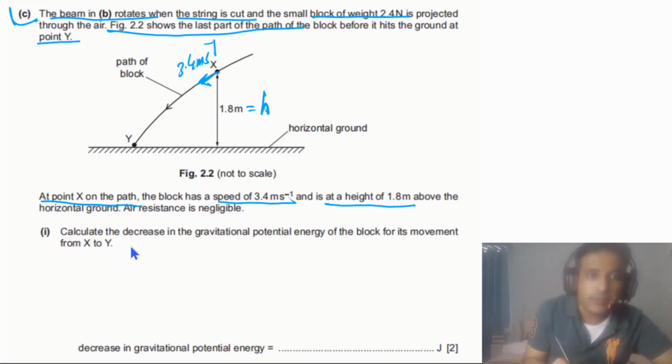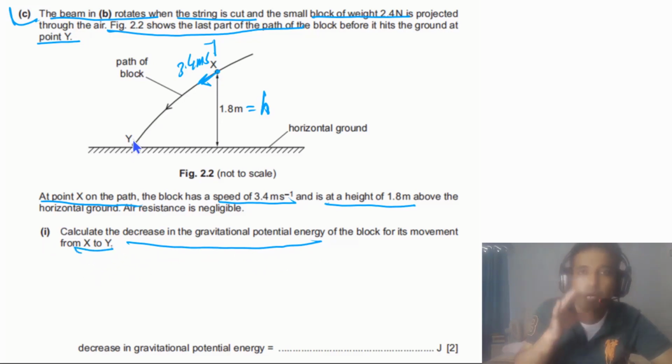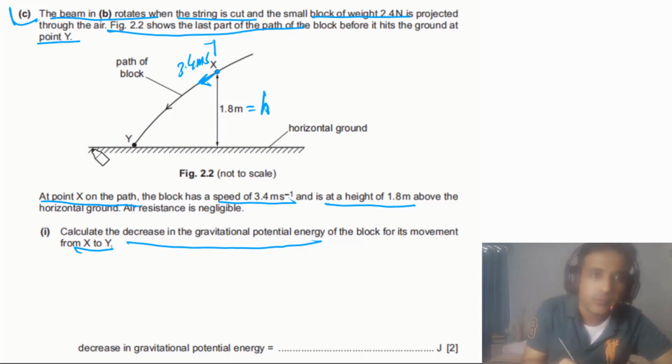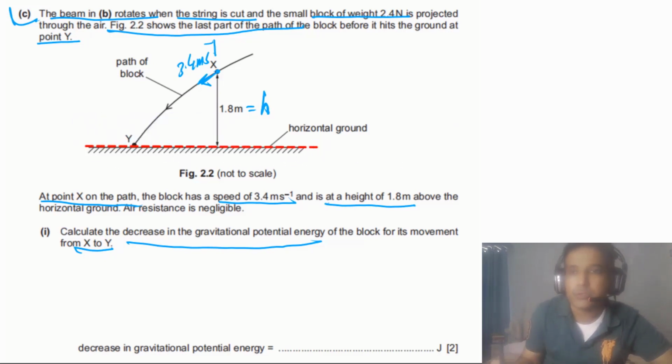For part C1, we need to calculate the decrease in the GPE of the block for its movement from X to Y. Meaning when the block moved from X to Y, how much GPE has decreased. So pretty straightforward question. In order to answer this question, first of all, we can decide on a reference line. So this is our reference line, and here we will take h equal to 0.